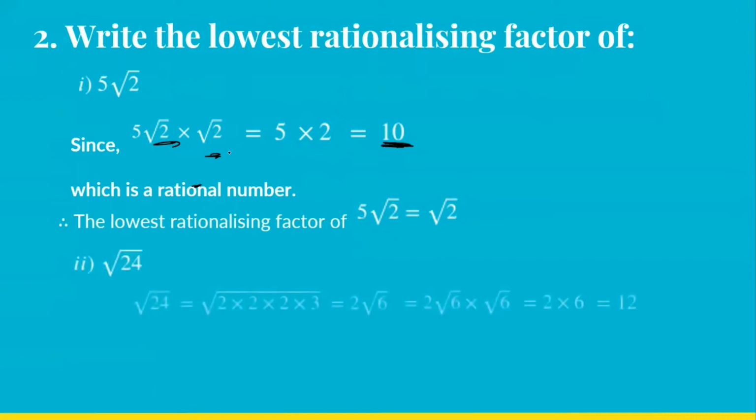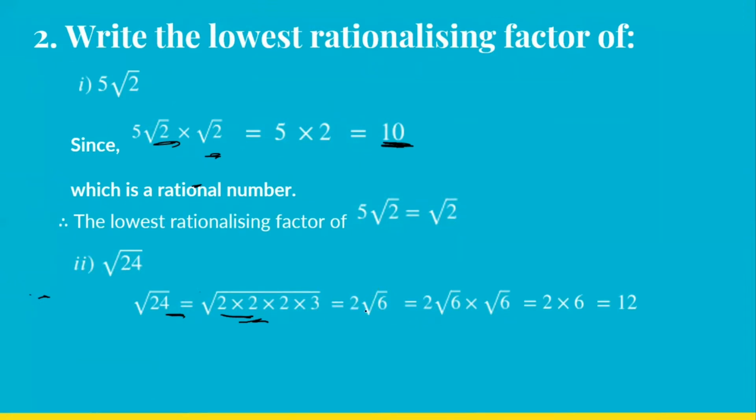Root of 24. When we find the prime factorization, it is 2 into 2 into 2 into 3. So 2 2s are 4, 4 2s are 8, 8 3s are 24. When this comes out of the root, it becomes 2, and 2 into 3 is 6, so 2 root 6.